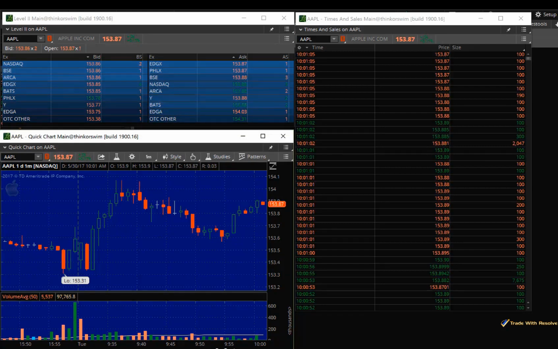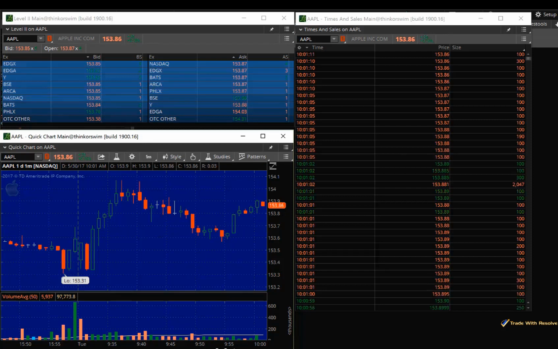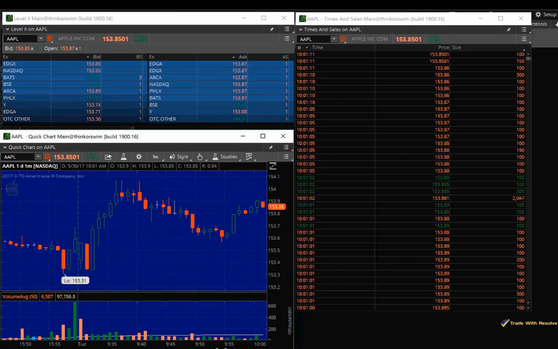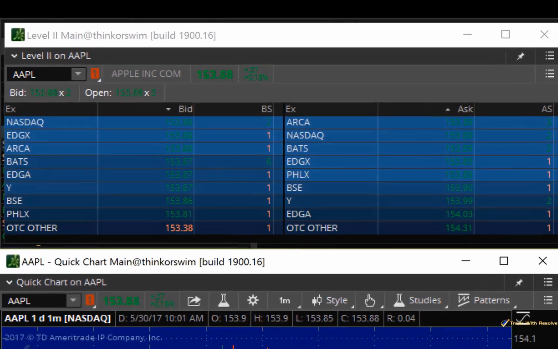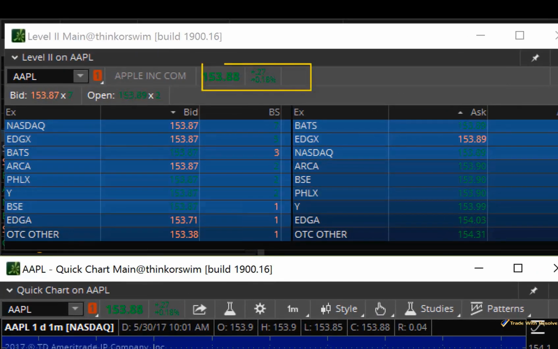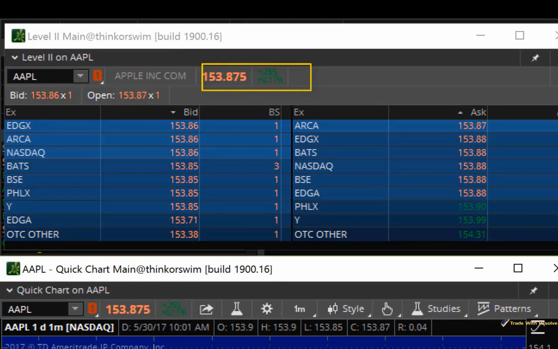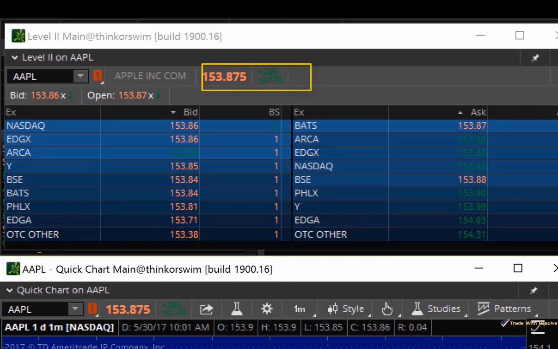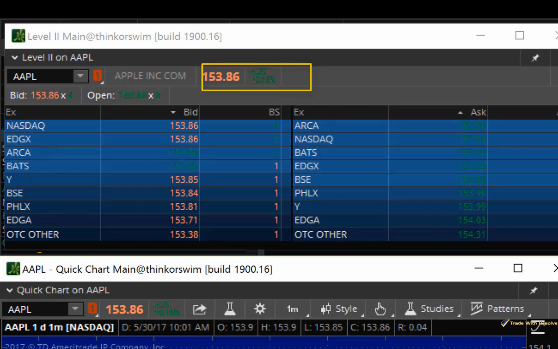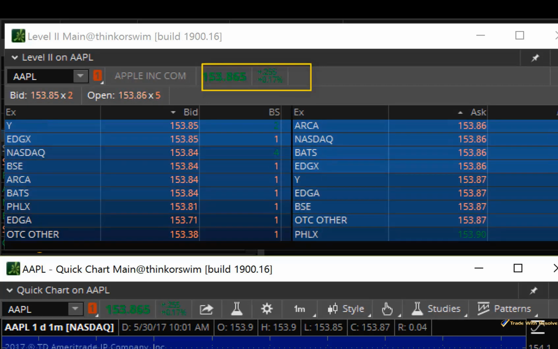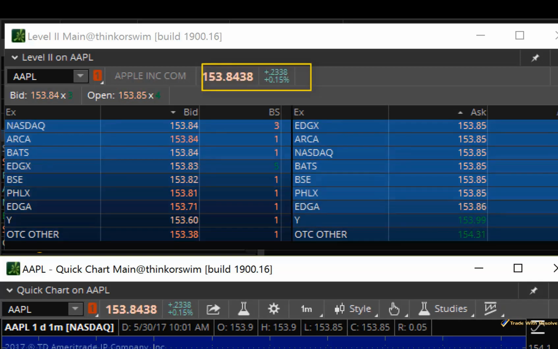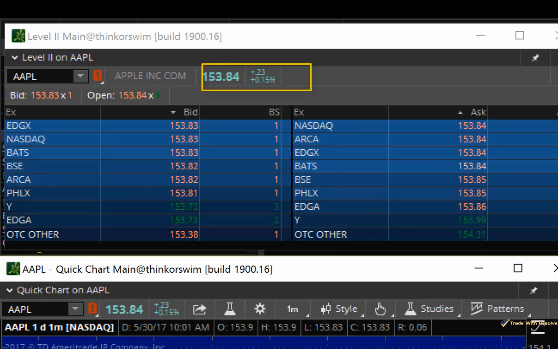Another thing I should note is we discussed when a stock is green on the day or red on the day. You can see here that Apple is green on the day. If you look at the top there, it says 27 cents, so we're green on the day by 27 cents. Right now we're green on the day by 25 cents, so it's going to fluctuate. That means we're 26 cents above the closing price of yesterday, which means we're green on the day.